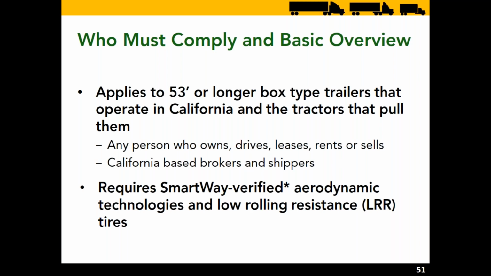So who must comply with the GHG regulation? Anyone with a 53-foot or longer box-type trailer operating in California. Anyone that owns, drives, leases, rents, sells, or even is a broker or dispatcher for this type of vehicle is also required to comply with the GHG regulation. This applies to the trailer and the tractor that pulls them. The vehicles are required to use SmartWay verified technologies and the installation of low rolling resistance, or LRR, tires. These are tires that meet aerodynamic guidelines to provide less resistance with the road and therefore increase fuel efficiency.